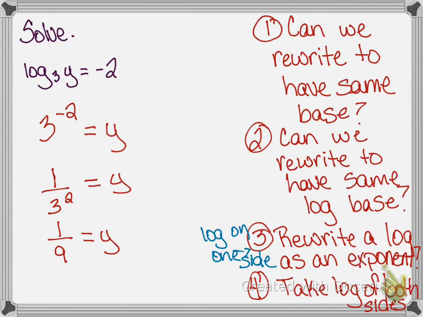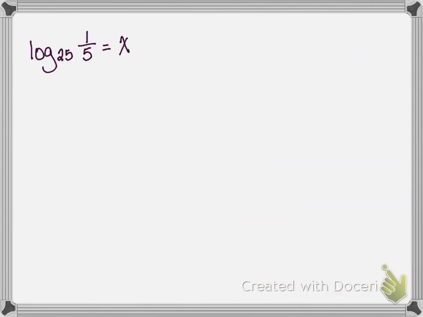Am I good? Okay. Here I've got log base 25 of 1/5 equals x. I have a log on only one side. So I am going to rewrite this as an exponent. What is my base in this log? 25. So that's going to be the base in my exponent. What is the 25 being raised to? X. And then what does it equal? 1/5.